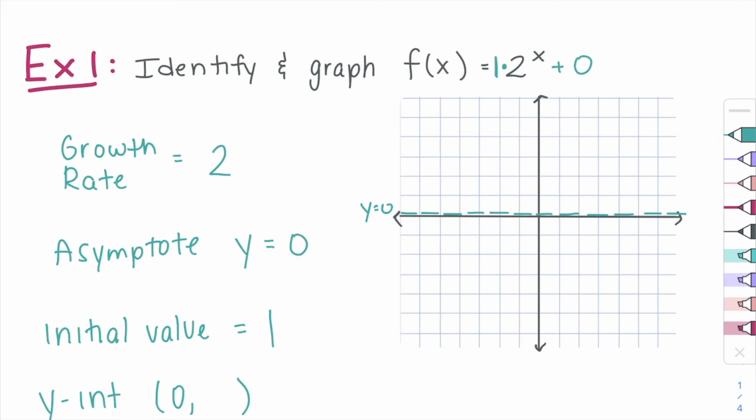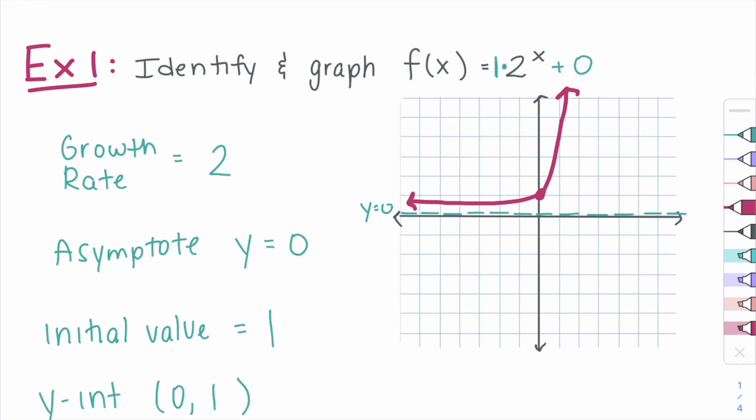And 2 to the 0 power just gives me 1. Right? Anything to the 0 power is 1. So that means when I plug in 0, I get out 1. And my function is going to flatten out as I get closer to 0. And it's going to increase as I go to the right.